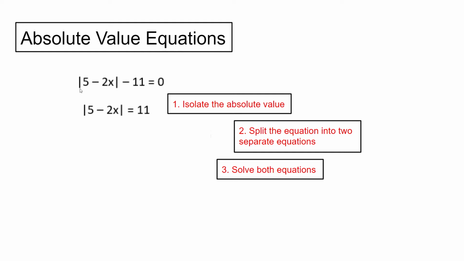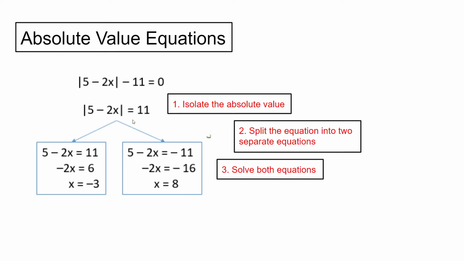This equation is asking us to solve the absolute value of 5 minus 2x, minus 11, equals 0. The first step is to isolate the absolute value. We will do this by adding 11 to both sides, and this gets us the absolute value of 5 minus 2x equals 11. The next step is to split the equation into 2 separate equations.